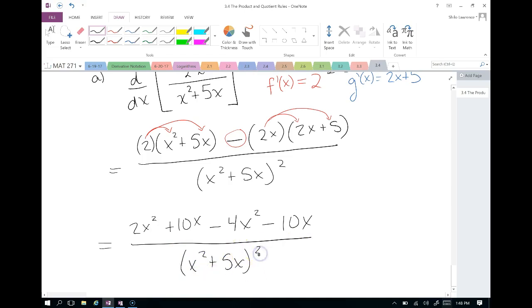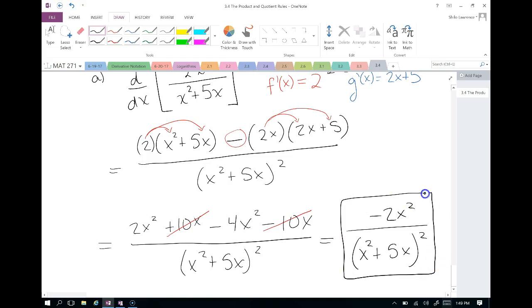Now you do not need to FOIL out the denominator. You can always just leave your g squared alone in the bottom. Don't need to do anything to it. And we do see that in the numerator we've got plus 10x and minus 10x. Those guys cancel. And then our other two terms are like terms. They can combine. 2x squared minus 4x squared is a negative 2x squared. So this does simplify down quite nicely. We get negative 2x squared over x squared plus 5x squared for our derivative.